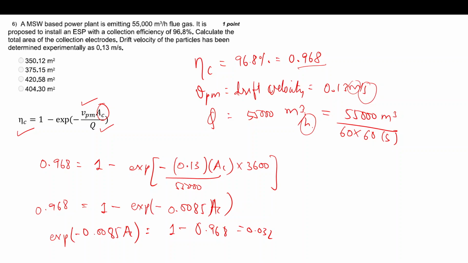If you take that, minus 0.0085 AC will come out to be minus 3.44. So minus minus will cancel out, and AC will be 404.9. More or less it is the same, so D is the correct answer.